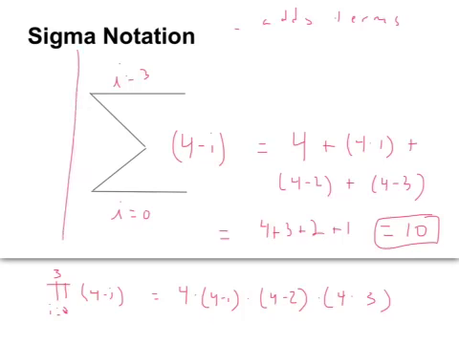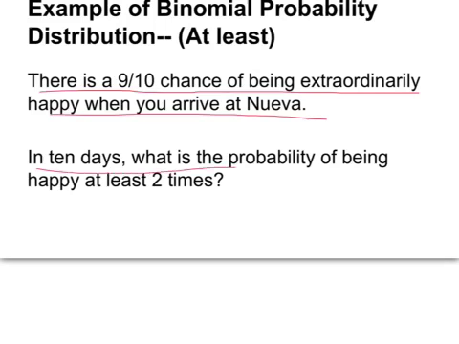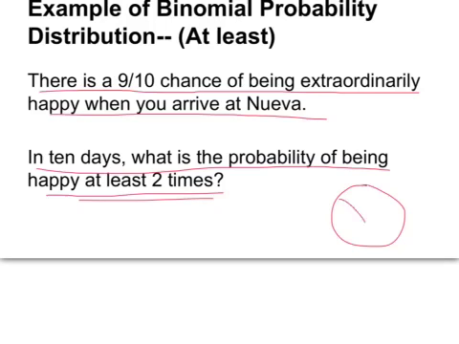Well, okay, let's use this idea of sigma notation with binomial probability because it's incredibly helpful. Let's think about this. Same problem we just did. 9/10 chance of being extraordinarily happy when you arrive at Nueva. In 10 days, what is the probability of being happy at least 2 times? Well, in the last problem, instead of having a longer strand, let's think about this idea of finding that being happy 0 or 1 time.